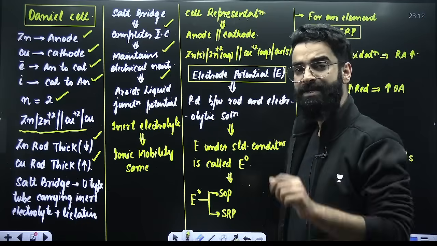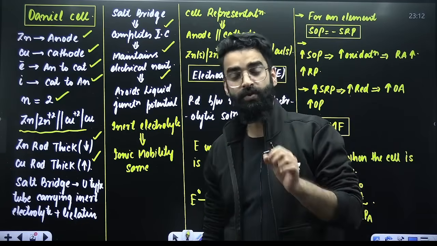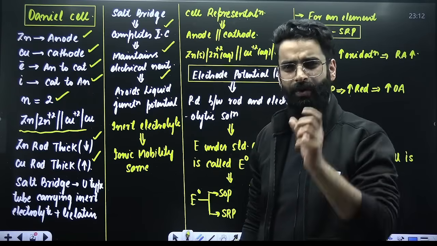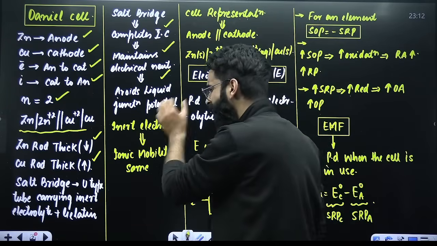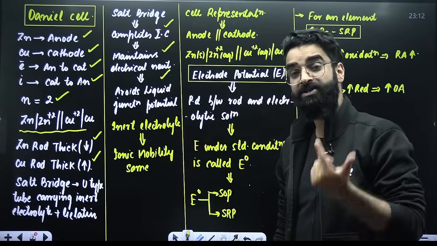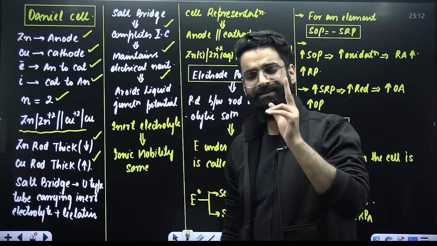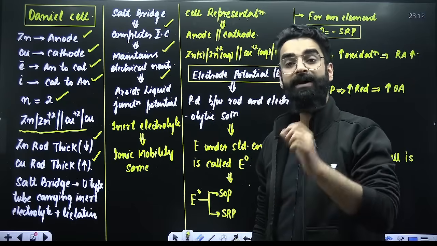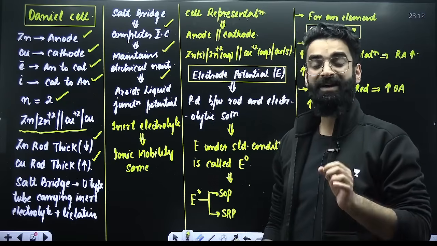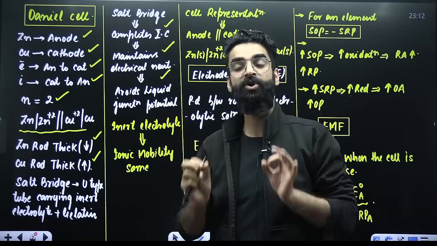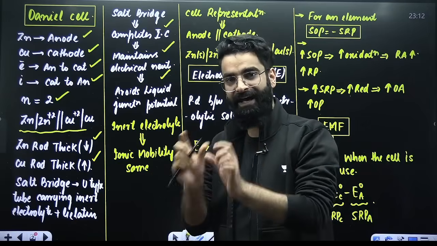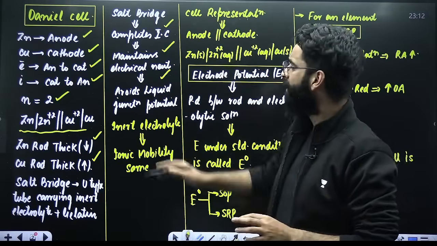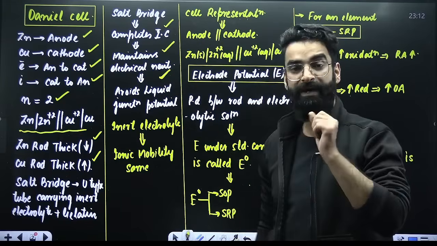Now, my dear students, what kind of behavior should the inert electrolyte which we use in the salt bridge show? Remember one thing: the cation and the anion of the inert electrolyte should have the same ionic mobility. That means their speeds should be the same. The cationic and anionic speeds of the inert electrolyte must be the same. Only then will the liquid junction potential be avoided.